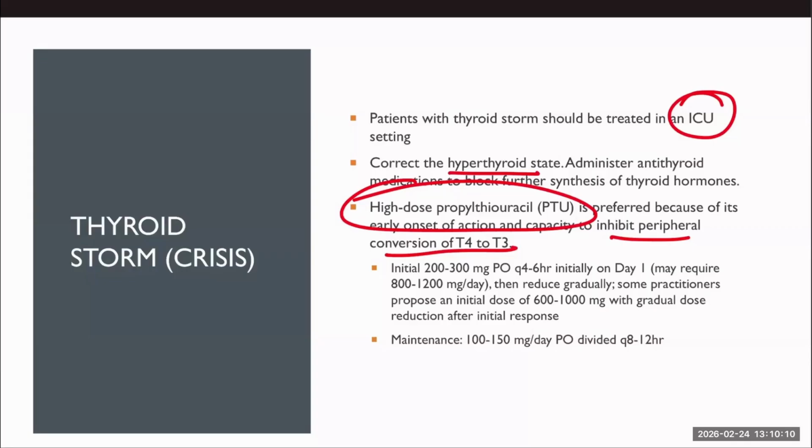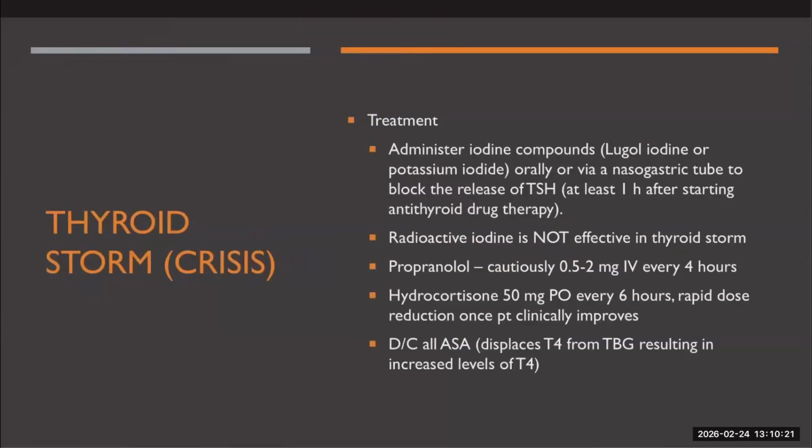Don't need to know about all the dosing. That's what you give. PTU, why? Early onset of action and inhibits conversion. So we administer iodine compounds, Lugol's iodine, potassium iodide. It helps block the release of thyroid hormone. Radioactive iodine is not effective in thyroid storm. If they're hyperthyroid but stable, you can do the irradiation and ablate the thyroid. It's not going to act fast enough in this case. That's why it's not a therapy.